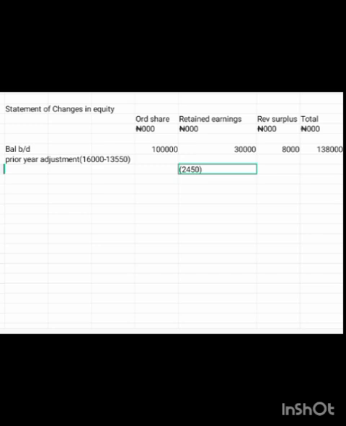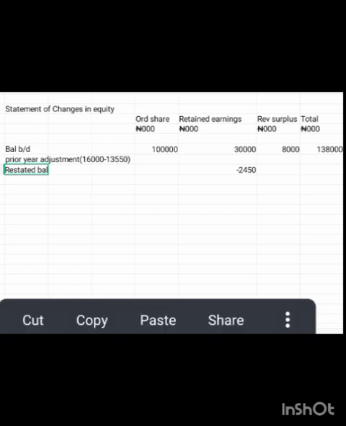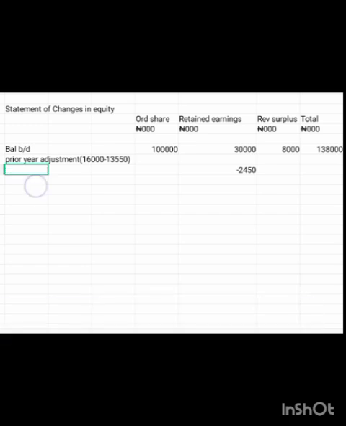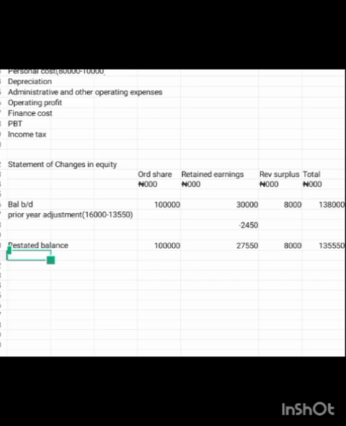All right. So we move to our restated balance, that is the addition of the two above. The restated balance for this one is 5,515. Then, having done that, we bring in our profit for the year.